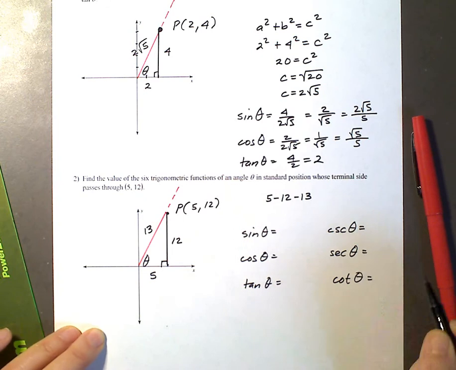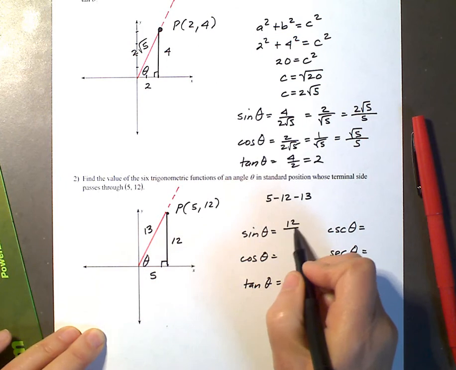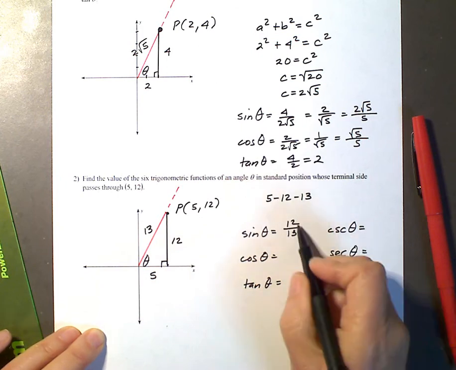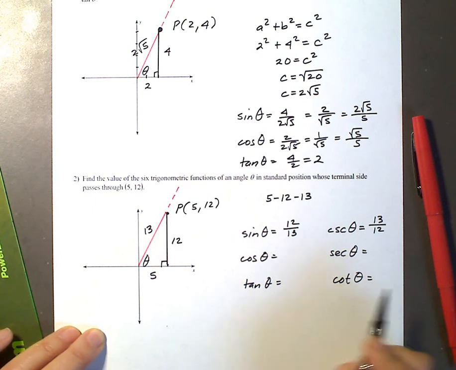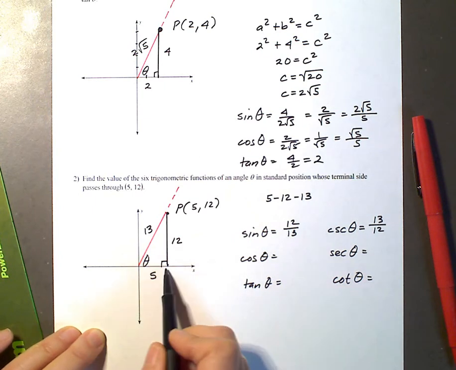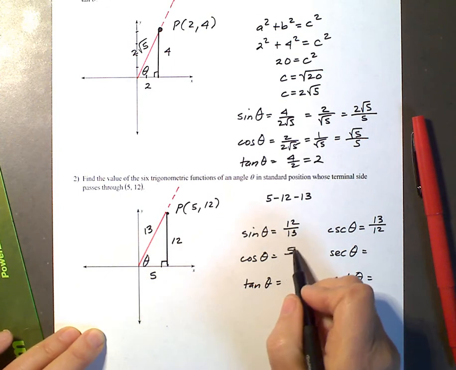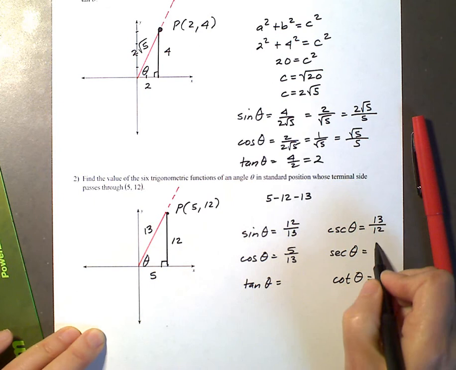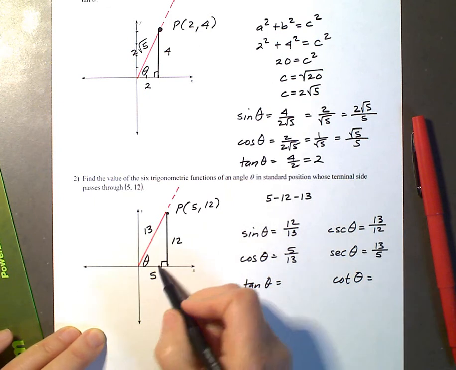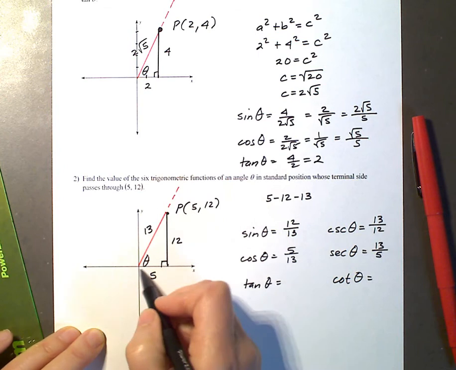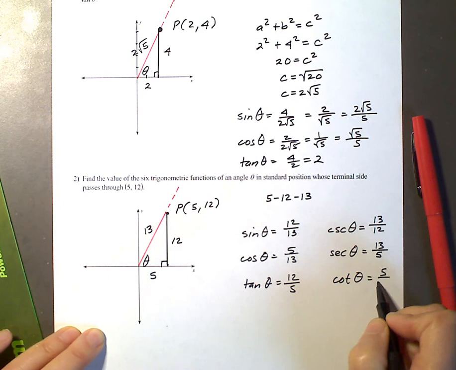So the sine of this angle is the opposite over the hypotenuse, or 12 over 13. So its cosecant will be the reciprocal of this, or 13 over 12. The cosine of this angle is the adjacent over the hypotenuse, or 5 over 13. So the secant will be the reciprocal of that. And then the tangent of this angle will be this opposite side over the adjacent side, 12 over 5. And the cotangent will then be 5 over 12.